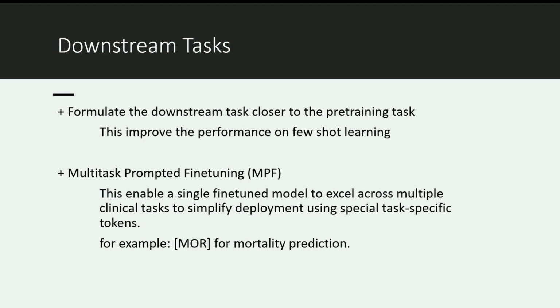Another approach, which is also used by EHR Mamba, is multitask prompt fine-tuning. They are using special tokens for different prediction tasks. If they want to fine-tune on mortality prediction, readmission prediction, prolonged length of stay, or different diseases, each task will be just a prompt, and they use the hidden state at this token to do their classification or prediction task. So this is also kind of state-of-the-art work.